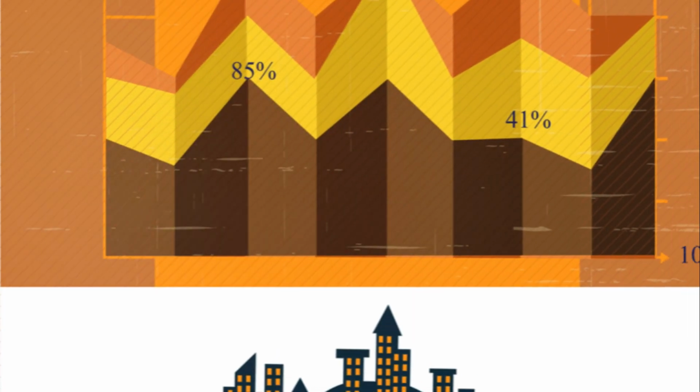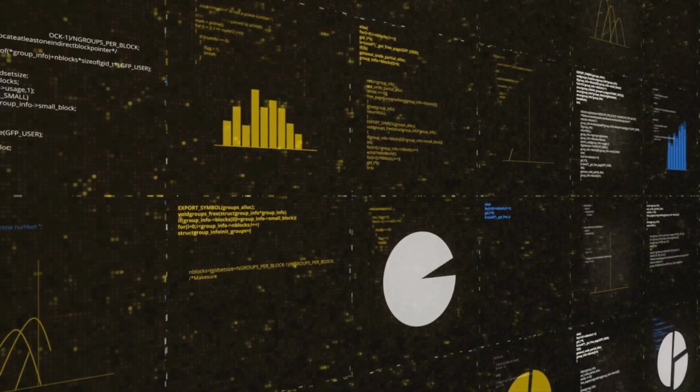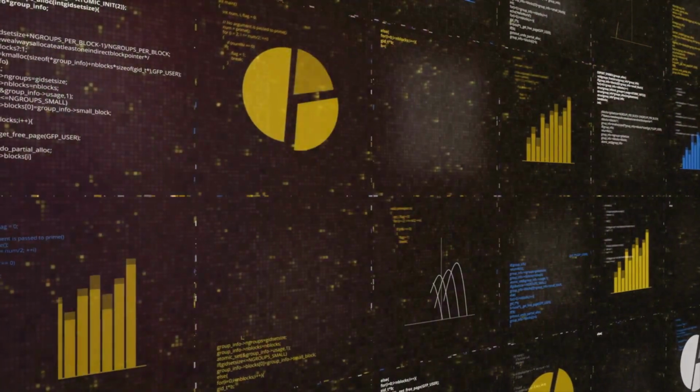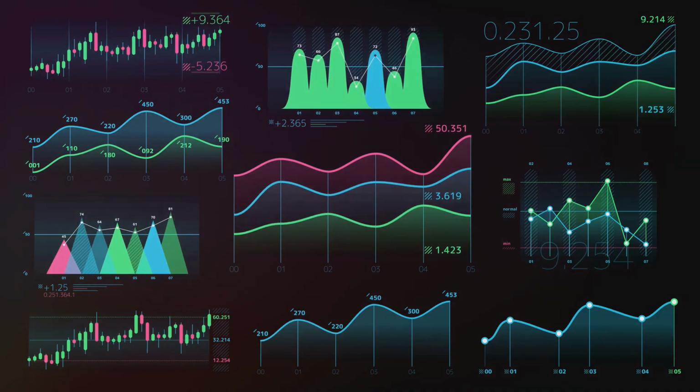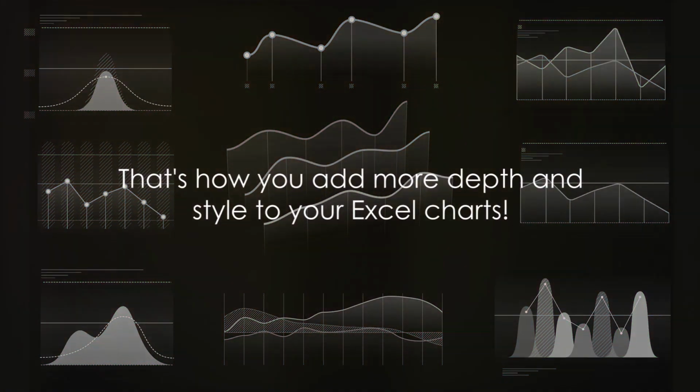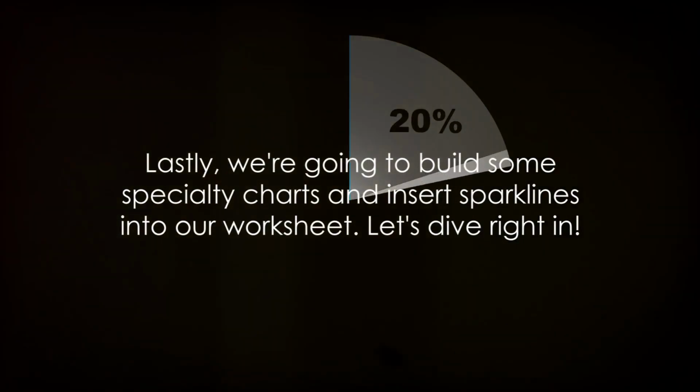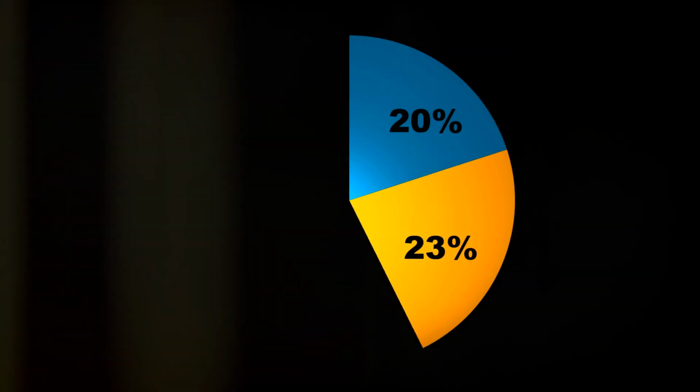But let's not forget about alt text. This is a hidden gem that can make your charts more accessible to those using screen readers. It's all about adding that extra touch to make your charts stand out. So that's how you add more depth and style to your Excel charts. Lastly, we're going to build some specialty charts and insert sparklines into our worksheet.